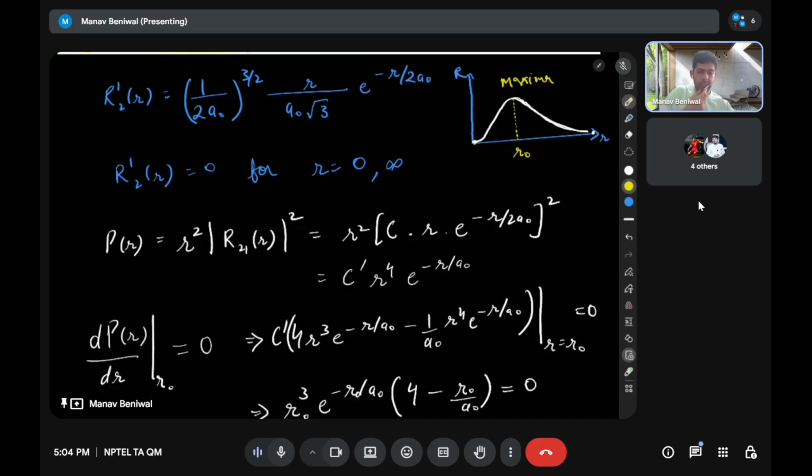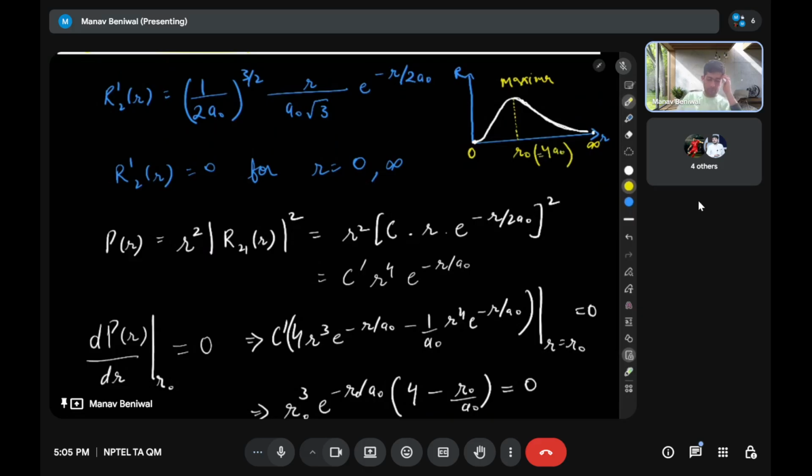Essentially, we know that it has 3 points where the first derivative is 0. This is the first point, 0, and this is the second point, infinity. We already know that the probability here is 0, right? Our electron in a hydrogen atom cannot be inside a nucleus, and it cannot be at infinity. It has to be somewhere in between. So the maximum probability comes at this point, which is 4 a naught.